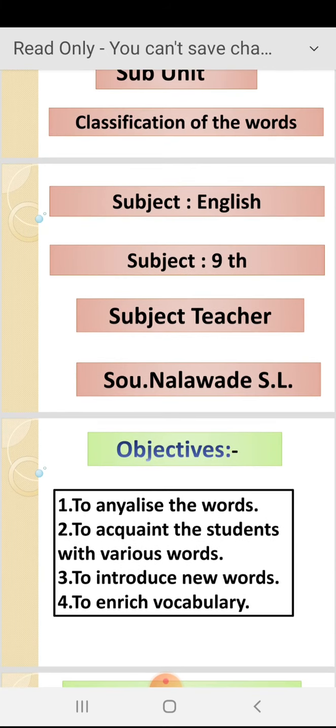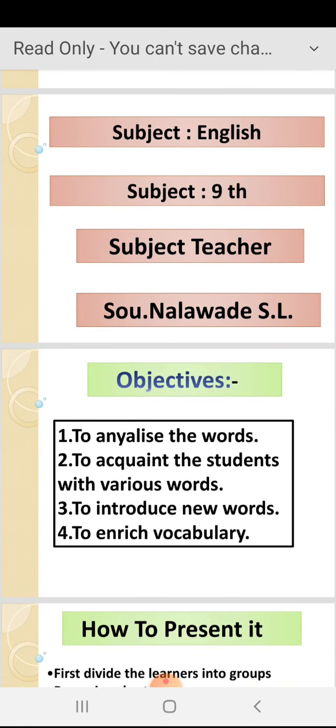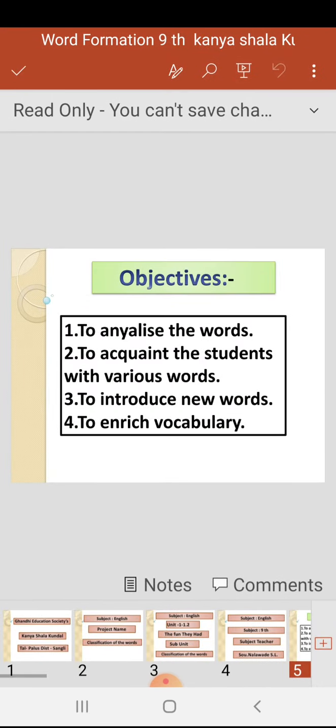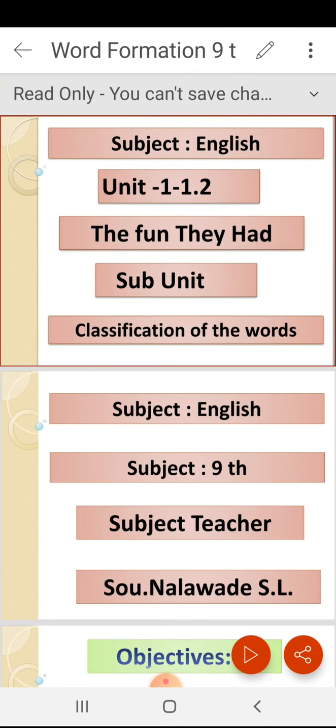Its objectives are to analyze the words, to acquaint the students with various words, to introduce new words, and to enrich the vocabulary of the students. To introduce students to new words, they must know new words, and with the help of these new words, we enrich the vocabulary of the students. Then see further.